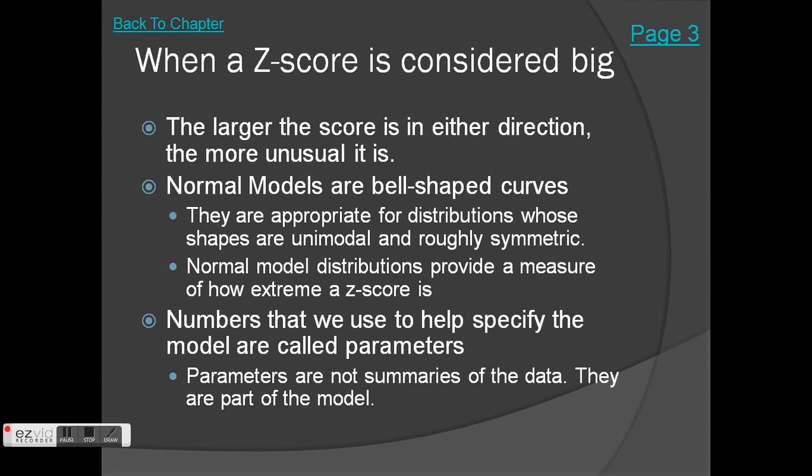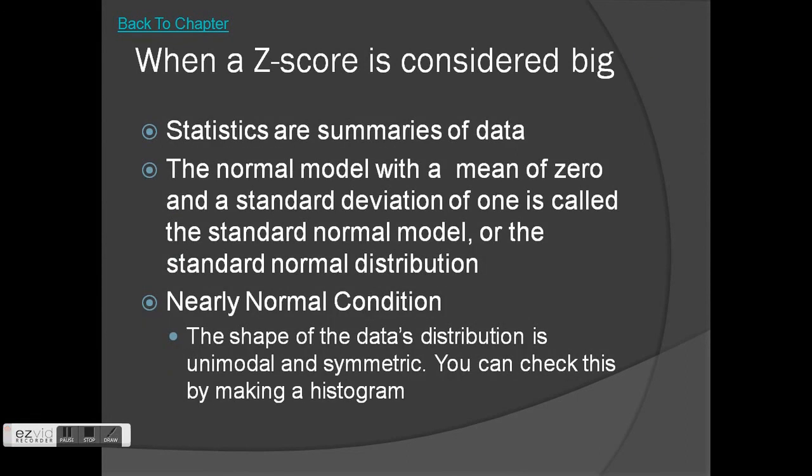Normal models are bell-shaped curves. They are appropriate for distributions whose shape is unimodal and roughly symmetric. The numbers that we use to help specify the models are called parameters. Parameters are not summaries of data. They are part of the model. Statistics are summaries of data. The normal model with a mean of 0 and a standard deviation of 1 is called the standard normal model, or the standard normal distribution.